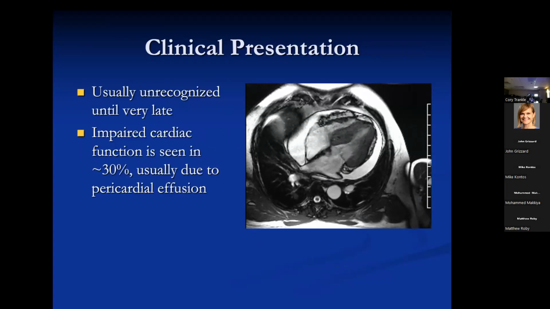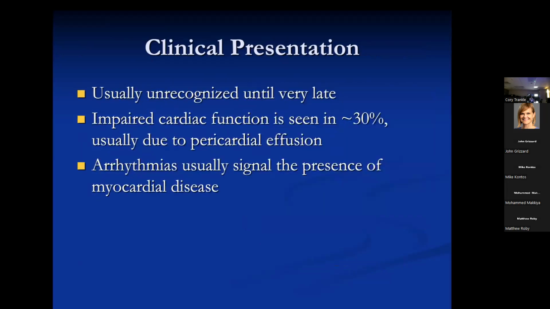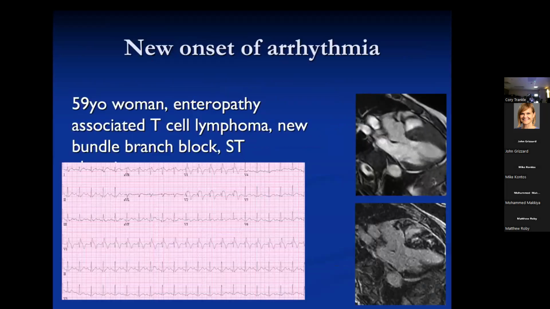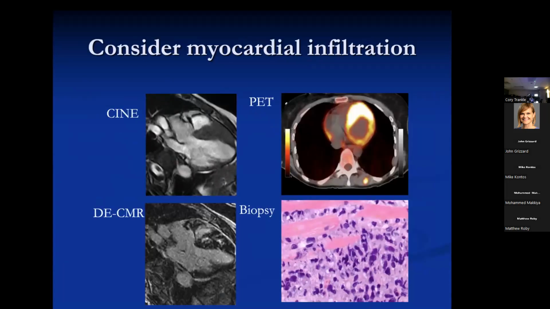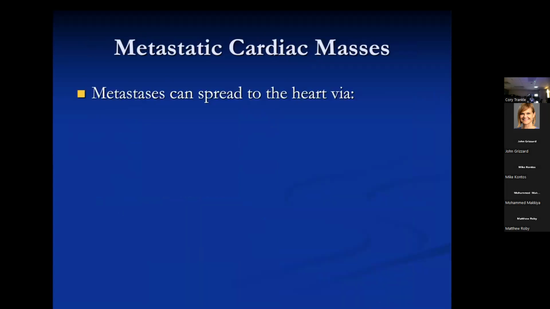Clinical presentation, they're often not recognized until pretty late. Probably the most common presentation is pericardial effusion, because of malignant effusion. And arrhythmias: if you have a patient with a known malignancy who develops an arrhythmia, you should be suspicious of a new myocardial met, like you see in this patient with a T-cell lymphoma who developed a new bundle branch block. And you can see the abnormal enhancement there in the septum, which was confirmed on PET-CT and subsequently with biopsy. So consider myocardial infiltration in that setting.